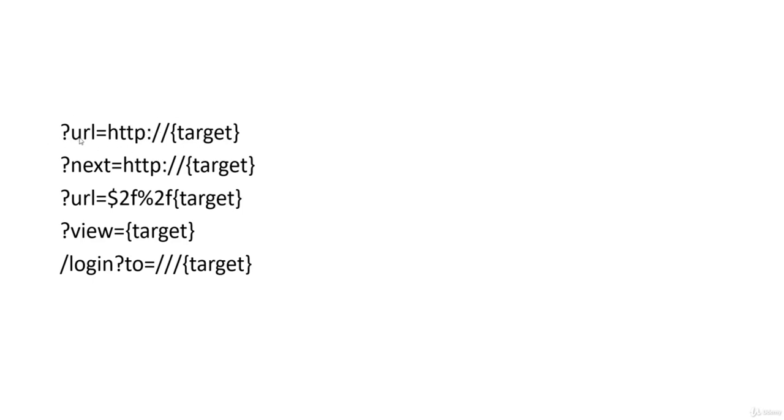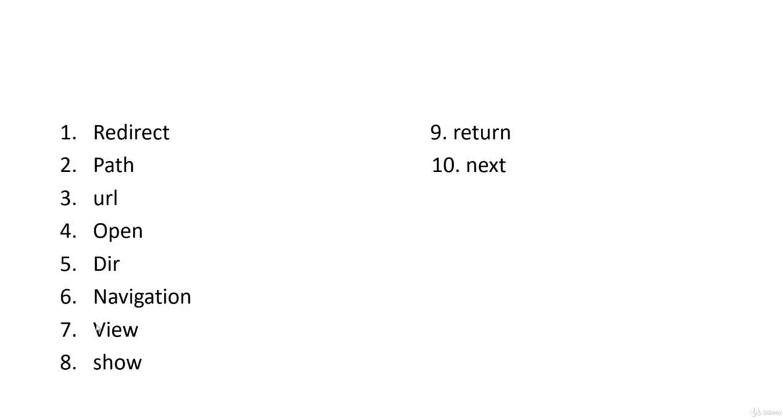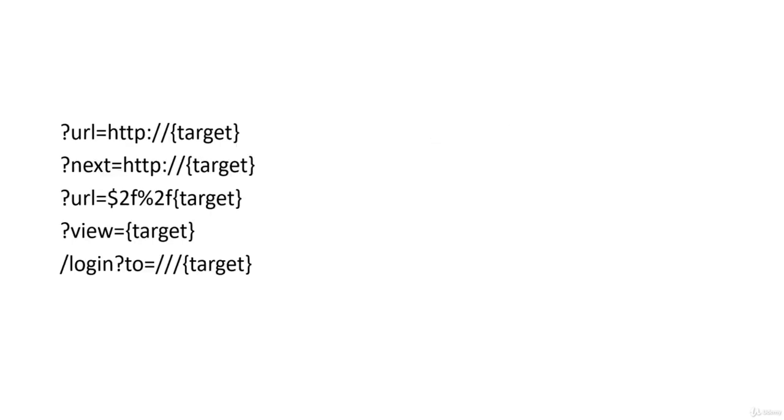So you will target this URL, this next, which is also the next parameter, and you can also see the URL with encoding. Instead of just HTTP, you can encode it this way so that it becomes open URL redirection. The next one is view over here. View is also responsible, as we have already shown in number 7. View is also a parameter that is responsible for URL redirection. So there can be the target directly embedded in the view, and another is login to.